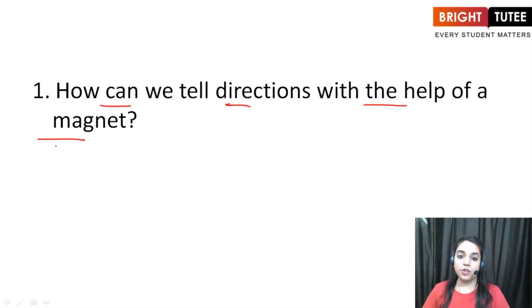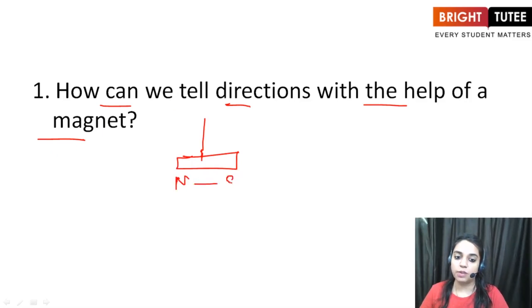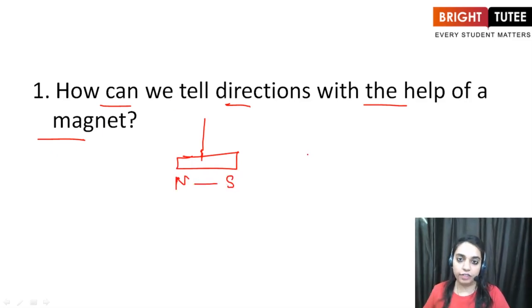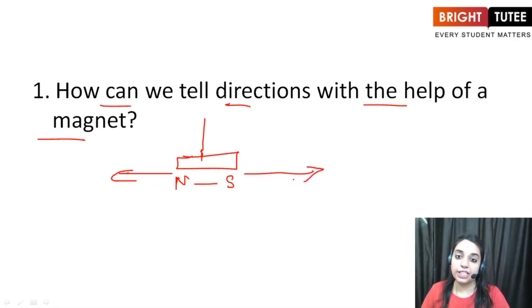So children, we know that whenever we suspend a bar magnet freely, it will always come to rest in the same direction, which is north-south direction. So children, how we can find the directions with the help of this magnet? Because we will let it suspend freely and it will show us the two directions, north and south. And if we know the two directions, we can easily find the other two directions, which are east and west. So with the help of magnet, we were able to find the directions.